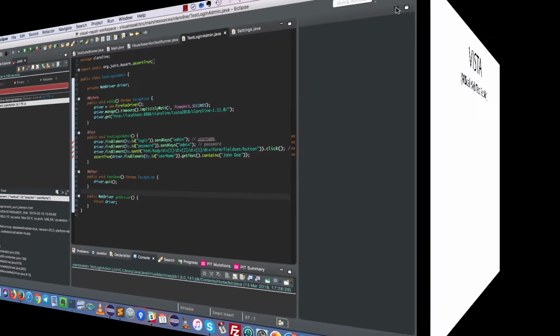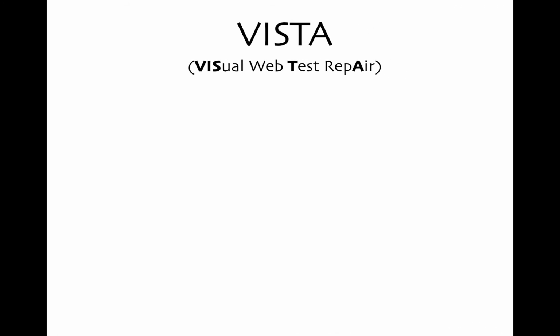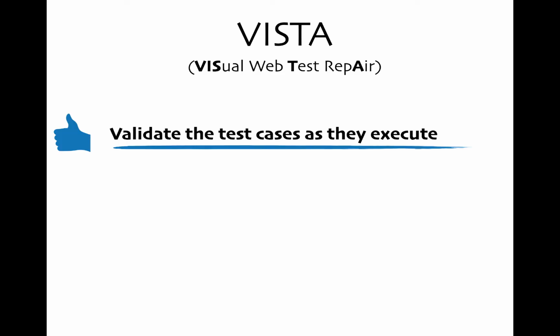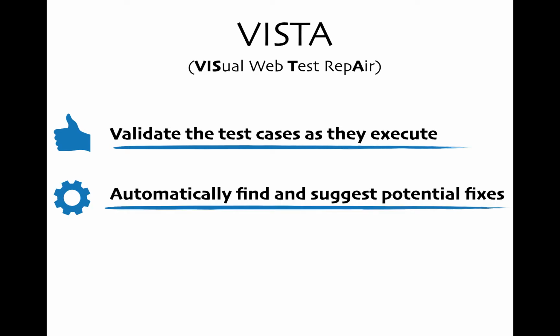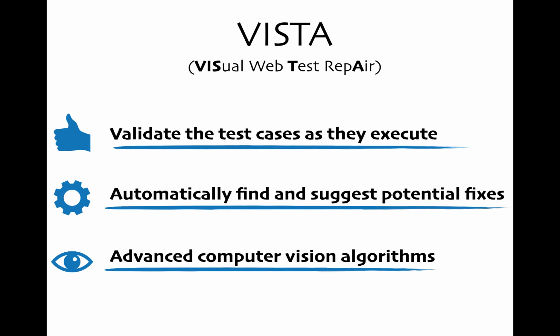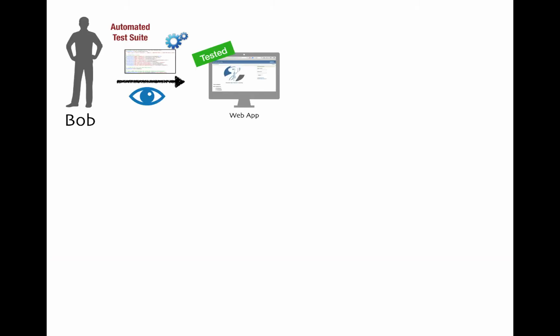We believe that most of this manual effort can be saved using differential testing and computer vision techniques. Our tool VISTA automatically validates the test cases as they execute. As breakages occur, it automatically analyzes the GUI and the DOM of the application to find potential fixes, in the same way as testers would do. VISTA works in two steps.